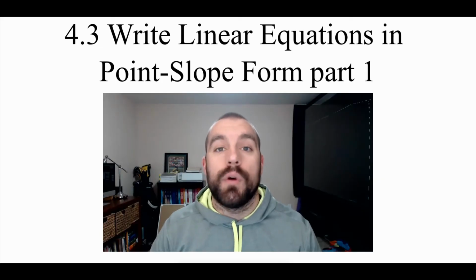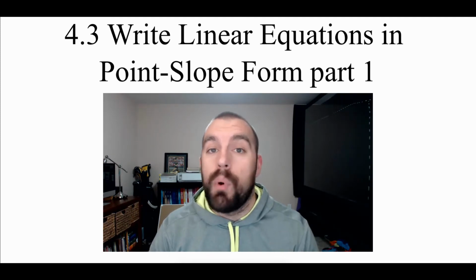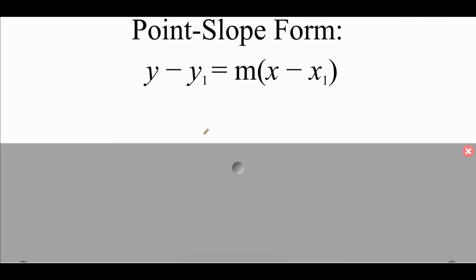In this video, we're going to focus on writing linear equations in point-slope form. When we're looking at putting something in point-slope form, we're going to use this equation right here. y minus y1 equals m times x minus x1. In this equation, m stands for the slope of your line, and the x1 and y1 values are going to come from an ordered pair, a point that you're given.